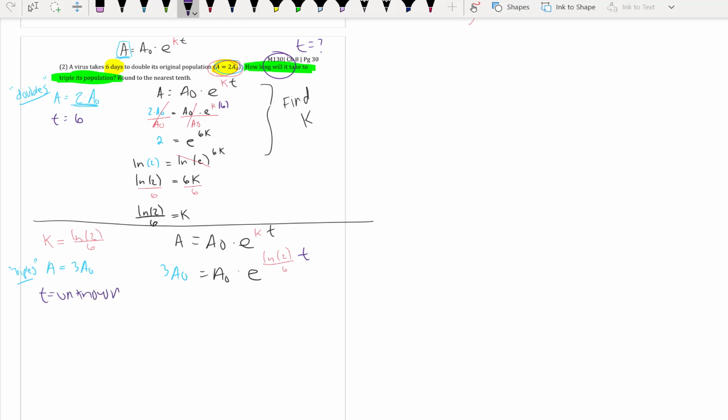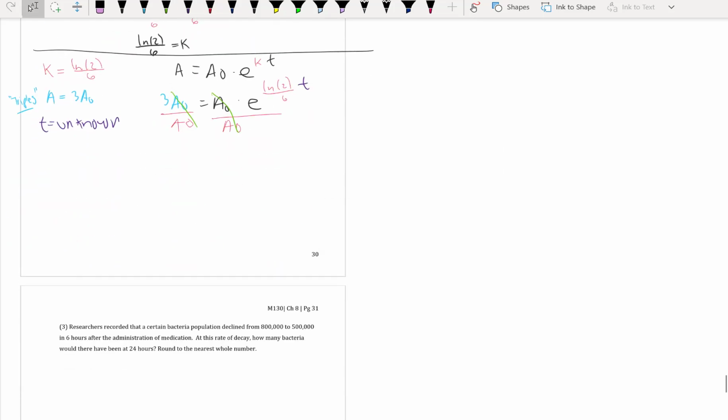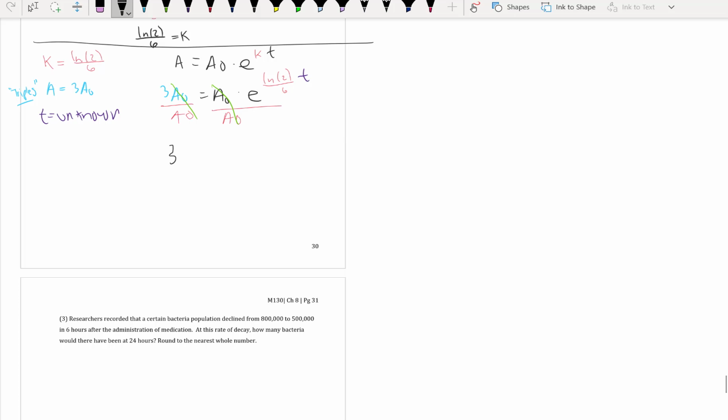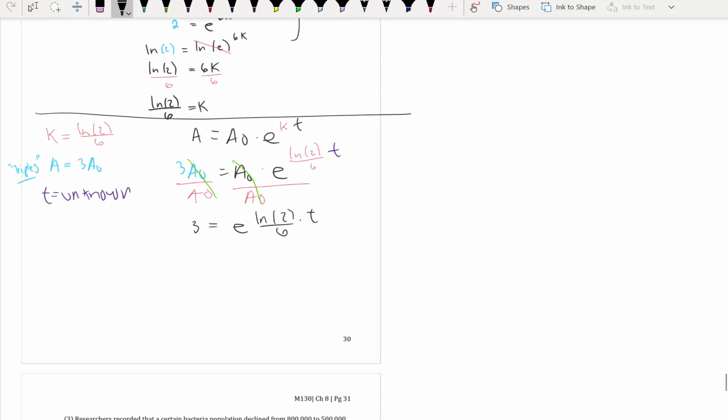I don't know how long it will take. That's what I'm trying to figure out. So what I can do here is divide out by the A naught on both sides. So I know that that can cancel. I'm left with 3 is equal to e to the ln of 2 divided by 6 times t.